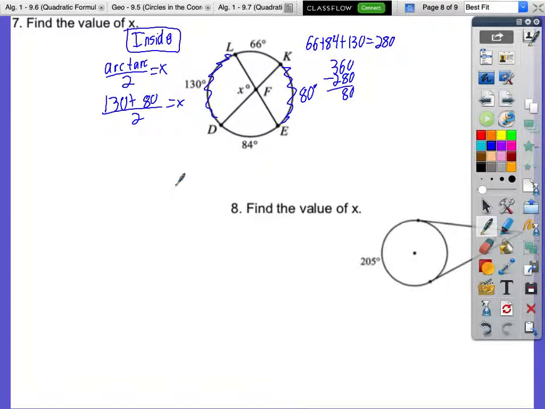Kennedy, what was 130 plus 80? Okay. So Gracie, what's 130 plus 210? And so Kennedy, what is 210 divided by 2? 105 degrees, okay. That looks like a 6, doesn't it? I should change that.